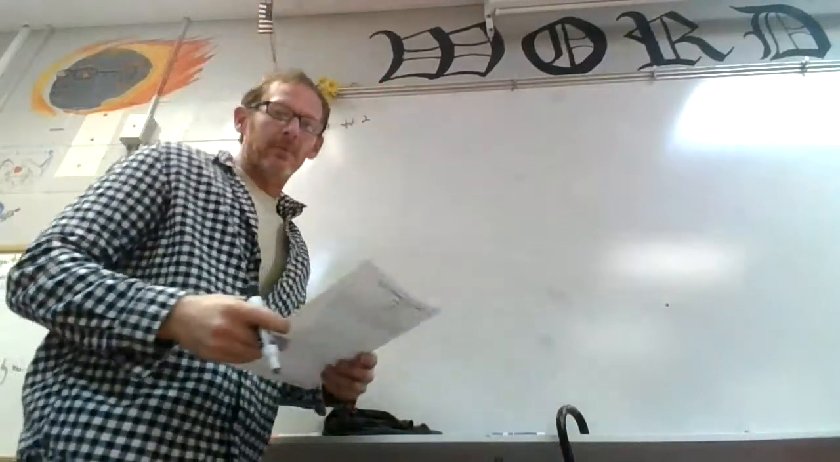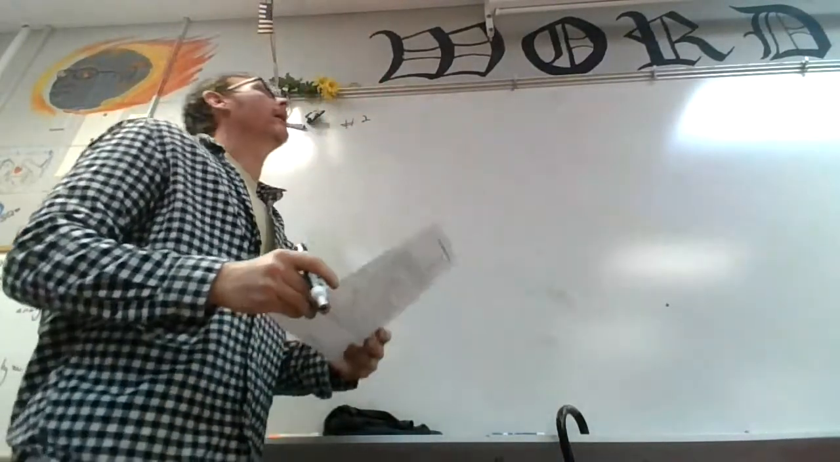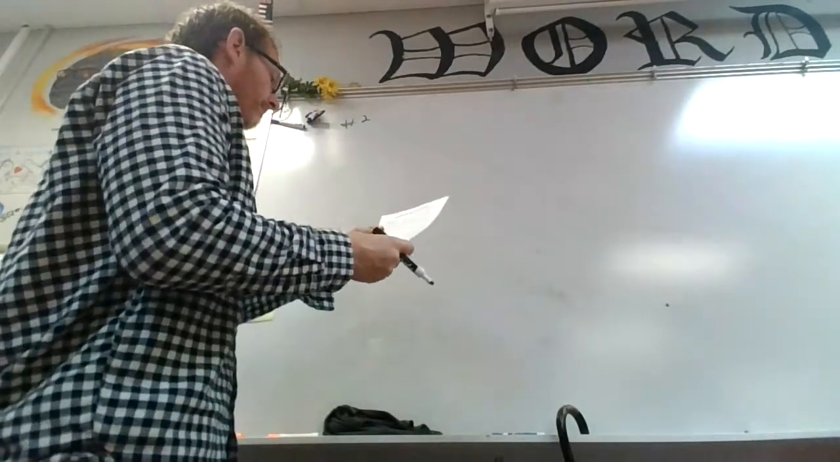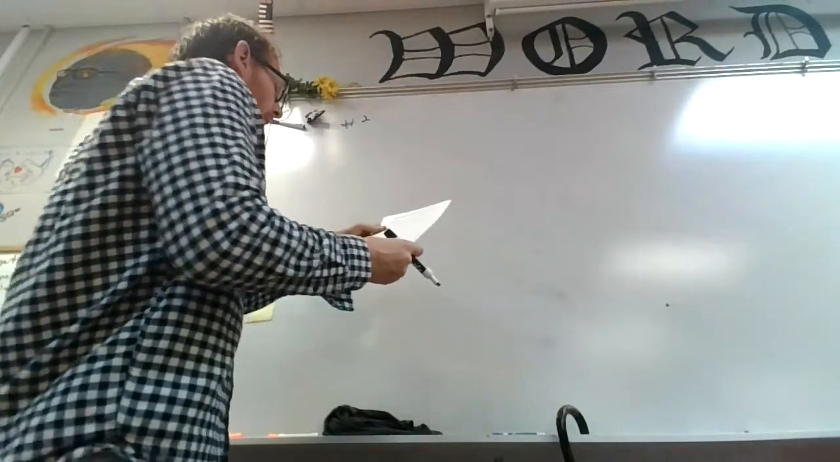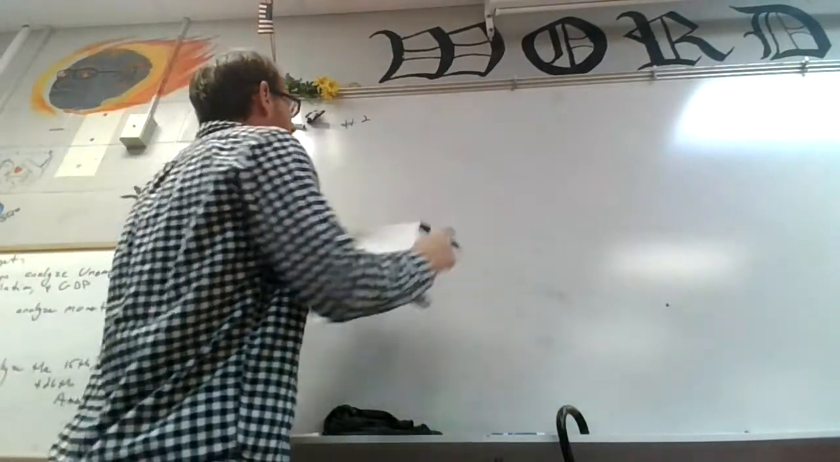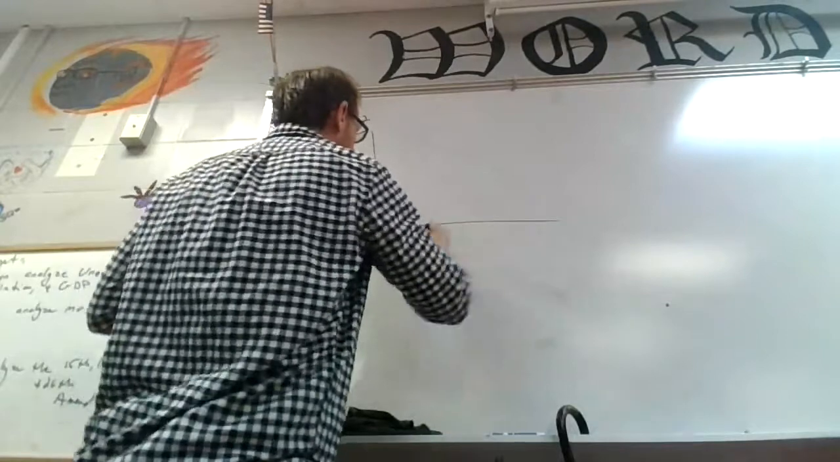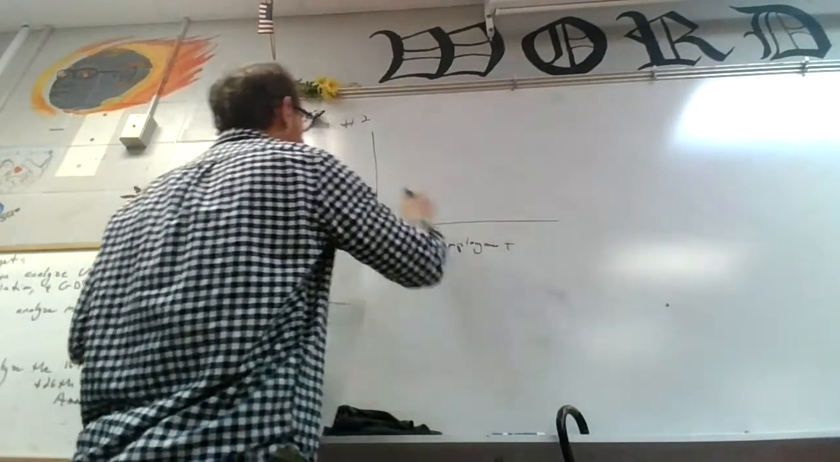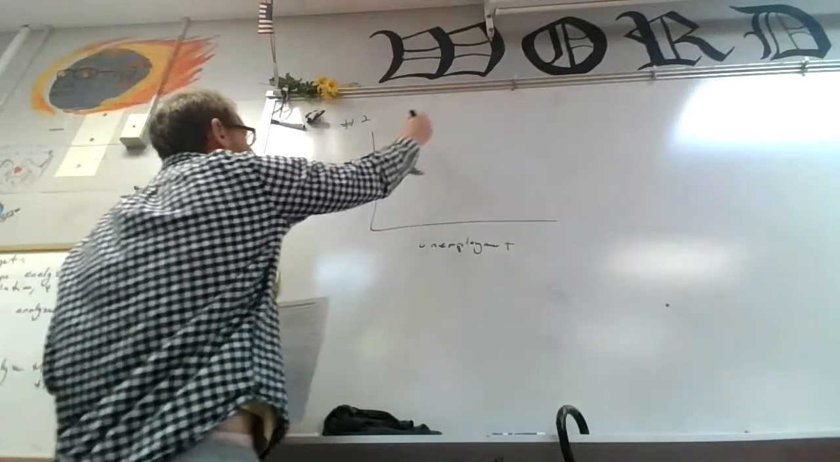Okay, some of you guys wanted me to do number 2 on yesterday's 2019 free response. So we want to draw a correctly labeled Phillips curve. So you've got unemployment on the X and inflation on the Y.